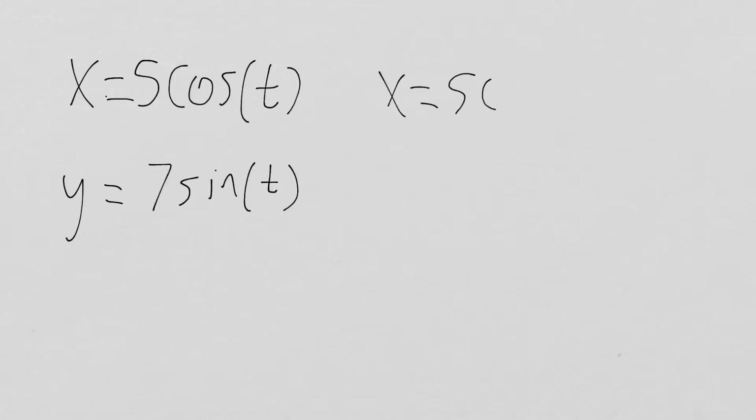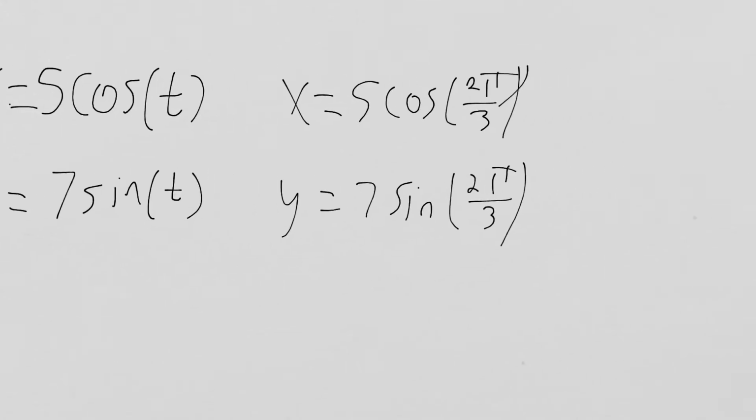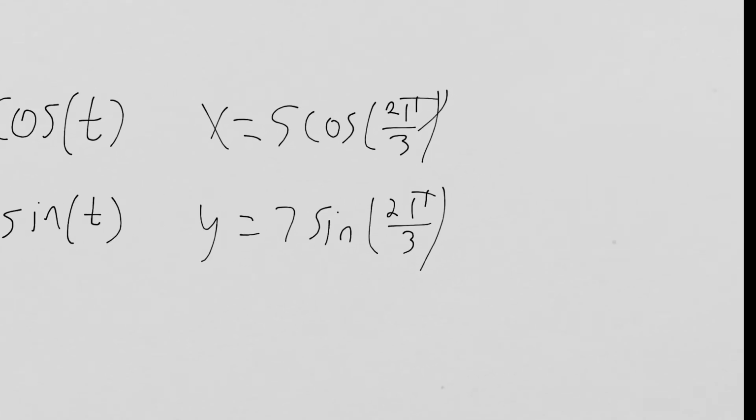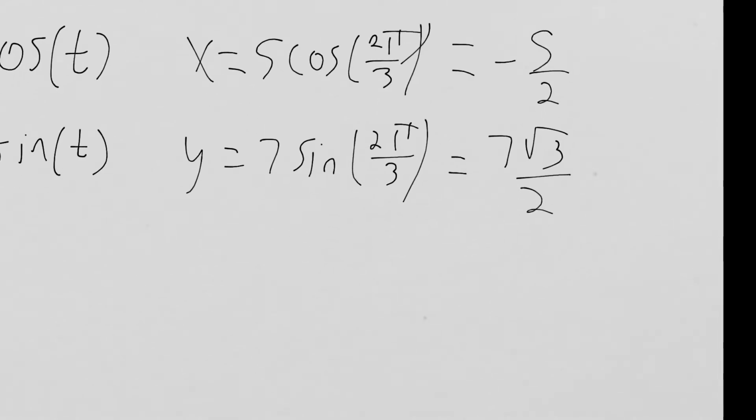Well, it's at 5 cosine of 2 pi over 3, and then it's at 7 sine 2 pi over 3. So we're in our second quadrant in 2 pi over 3. So cosine is going to be negative, and it's going to be 1/2, so we get negative 5/2. And then sine is going to be positive, and it's going to be root 3 over 2, so we get 7 root 3 over 2. So our point is negative 5/2, 7 root 3 over 2.